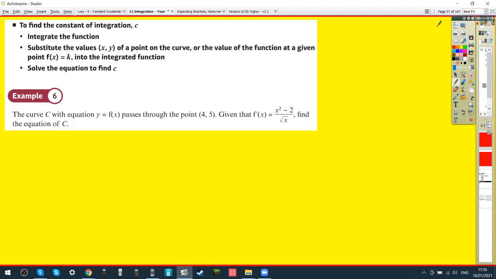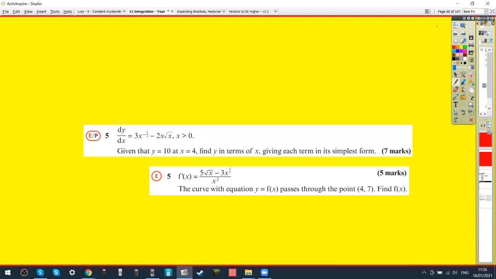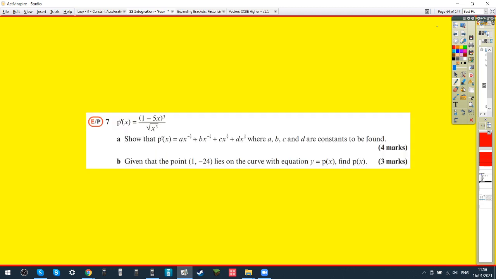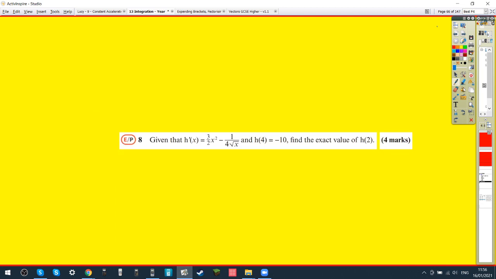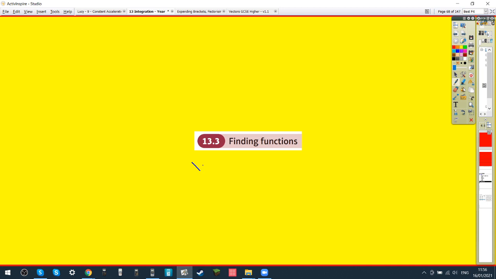Let's see this one. The curve passes through this point, so they get a bit more complicated, but it's the same idea. We've done the complicated ones. Then you just sub in the 2 and solve. That looks good to me. So finding functions. Probably a tick.